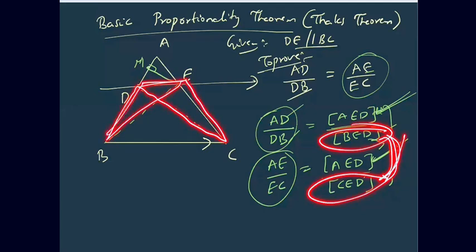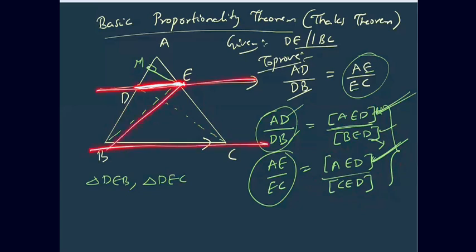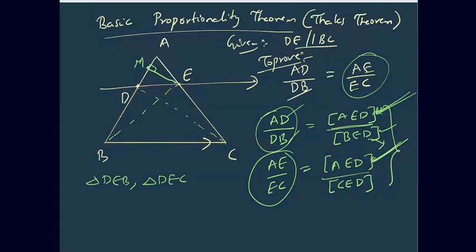This is what we need to prove, right? But if you see these triangles DEB and DEC, you can notice that these two triangles are on the same base DE, and these are between the same parallel lines, right? Since these two triangles are on the same base DE and between the same parallel lines, because it was given that DE is parallel to BC, the area of these two triangles is anyways equal.